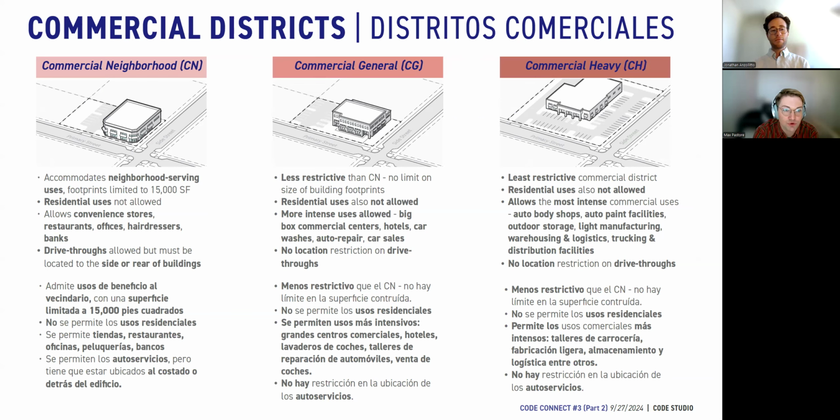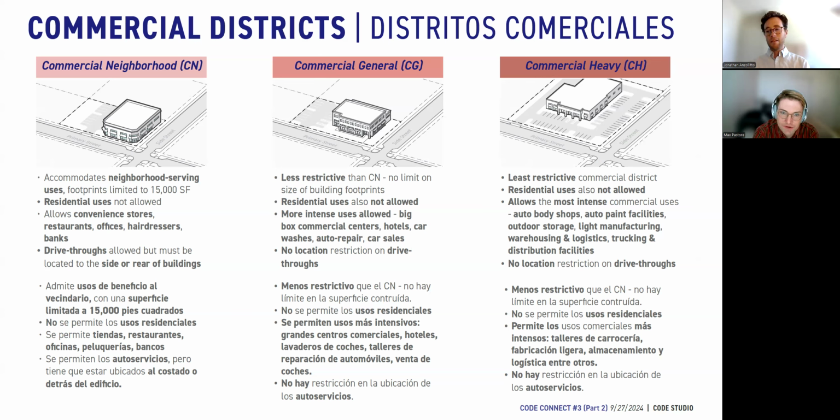So the most intense uses are allowed within our commercial districts. On the left, commercial neighborhood, CN, is really a neighborhood serving commercial district. It limits building footprints to 15,000 square feet, doesn't allow for residential uses, and allows for things like convenience stores, restaurants, offices, hairdressers, things like that. We will be allowing drive-throughs as part of this draft for that district, but the location of those drive-throughs will be restricted to being either on the side of the building or to the back of the building. So it wouldn't interfere with the streetscape that's happening between the building and the street.